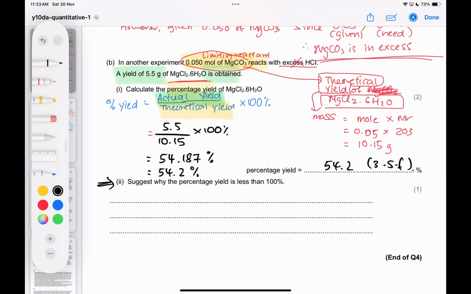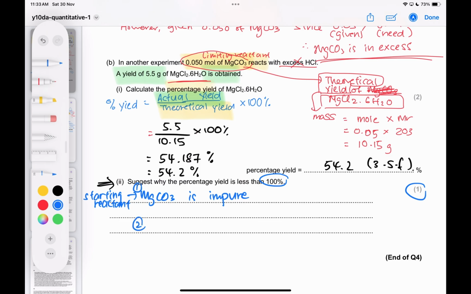The last part of the question is more of a theory question. It is quite popular, so in this case it's 1 mark, but I'll give you at least 2 possible reasons. One of the possible reasons why we are not able to get 100% yield is because the starting reactant, in this case MgCO3, is impure. If our starting reactant is impure, you cannot expect 100% production, right? We start with this, and if it's impure, we can't get more out of it.